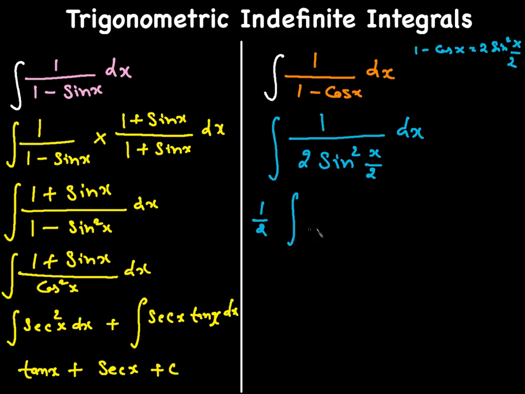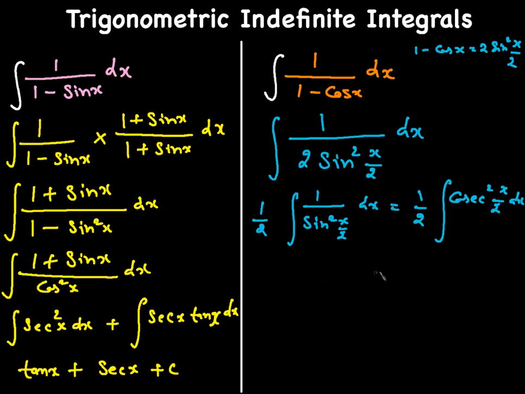So inside I'm left with 1 over sine square x over 2. Okay. And I know 1 over sine is equal to cosecant x. So 1 over sine square x will be cosecant square x. And if it's x by 2, then it will be x by 2. So that will be cosecant square x over 2.